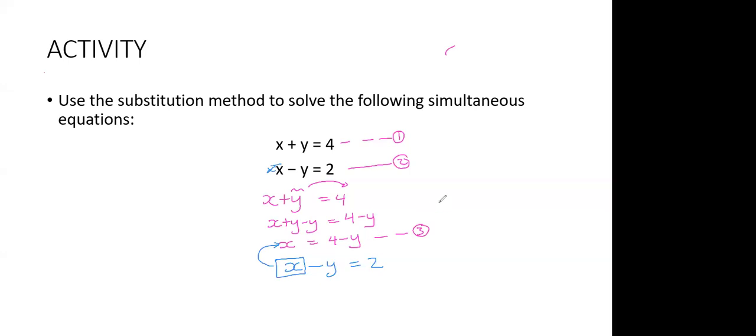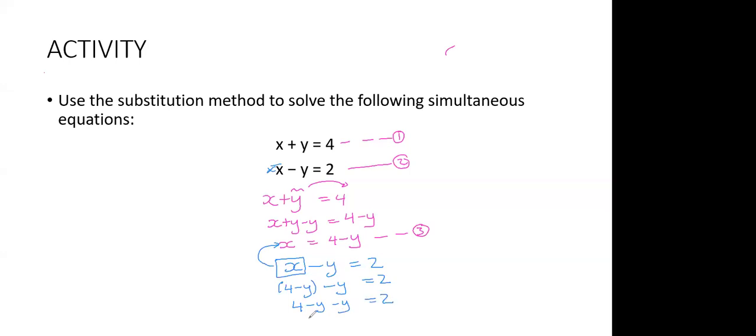It's like saying that removing, let me say, the goalkeeper, one goalkeeper is equivalent to 2 people. So here you are saying that my x is equivalent to 4 minus y. So where there is x, put 4 minus y. So we are going to say my x is 4 minus y, minus this y, is equal to 2. So here we shall have 4 minus y minus y is equal to 2.